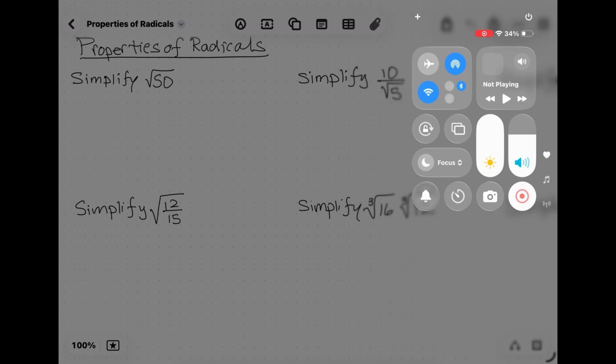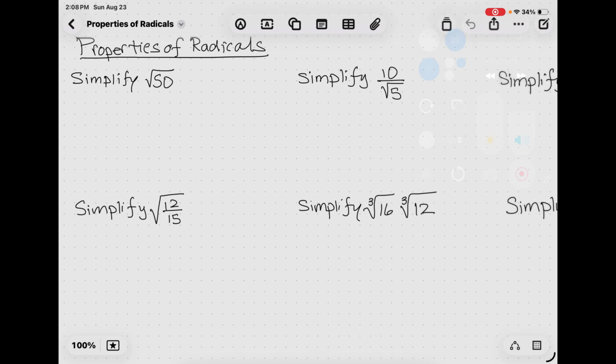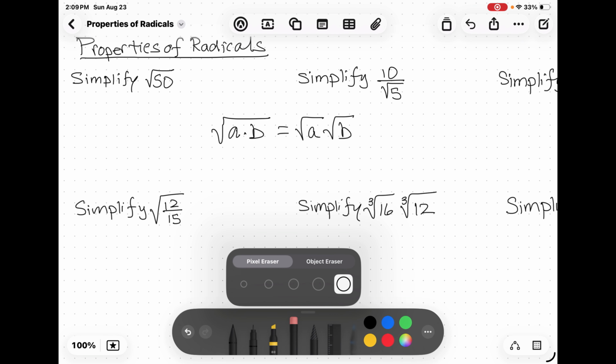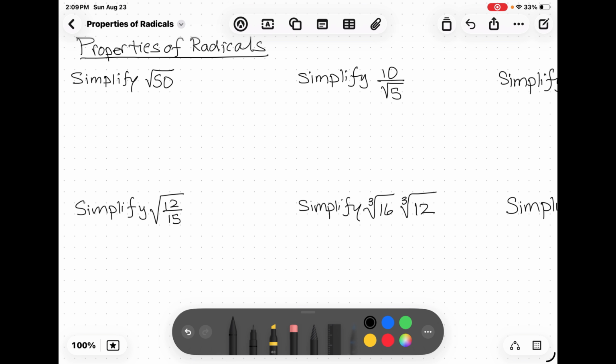Let's go ahead and take a look at some properties of radicals here. The properties that we keep coming back to are that the square root of a times b is equal to the square root of a times the square root of b. That's one thing. Another thing that we keep coming back to is that the square root of a over b is equal to the square root of a over the square root of b. So you see how we can split these radicals.